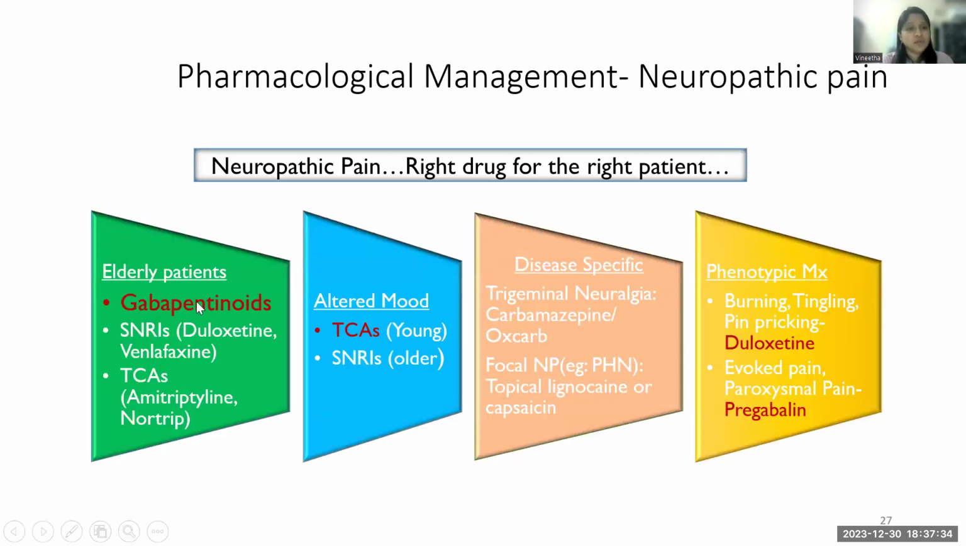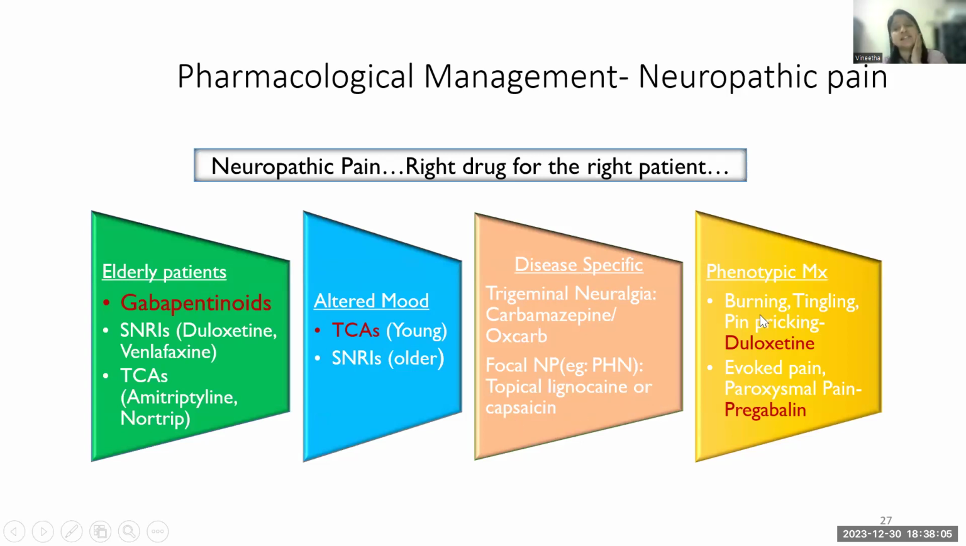So this is what I have told. In elderly patients, gabapentinoids is a first choice. For altered mood, either TCAs if it's young, but in older patients, SNRIs. I generally prefer SNRIs for altered mood. And if it is altered sleep, I'll prefer TCAs. Then disease-specific conditions are there. For example, in trigeminal neuralgia, carbamazepine or oxcarbazepine is the first choice. Focal neuropathic pain, like PHN, postherpetic neuralgia, topical lignocaine or capsaicin is a choice.